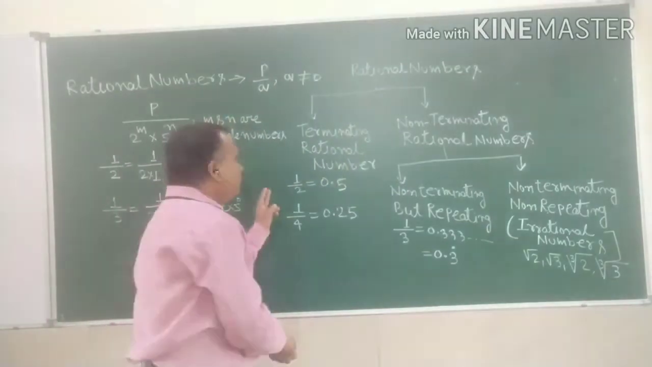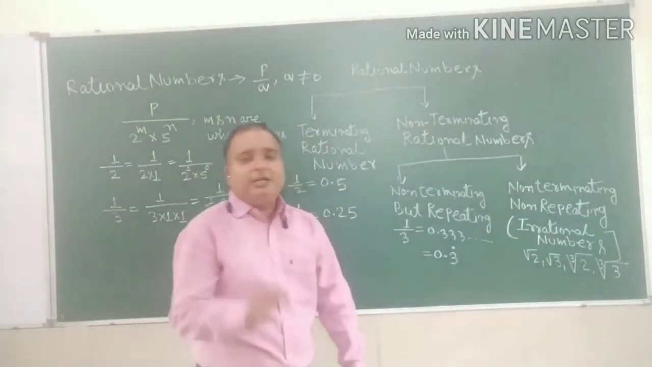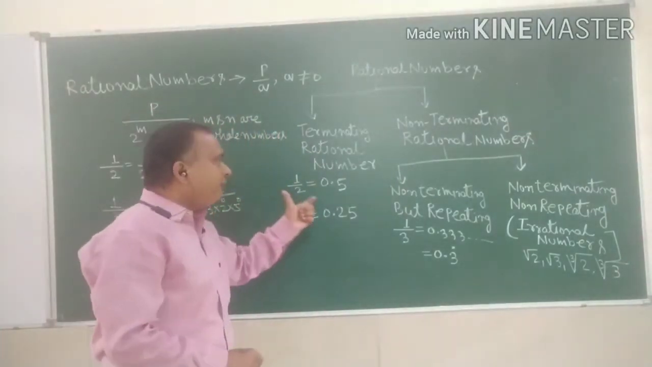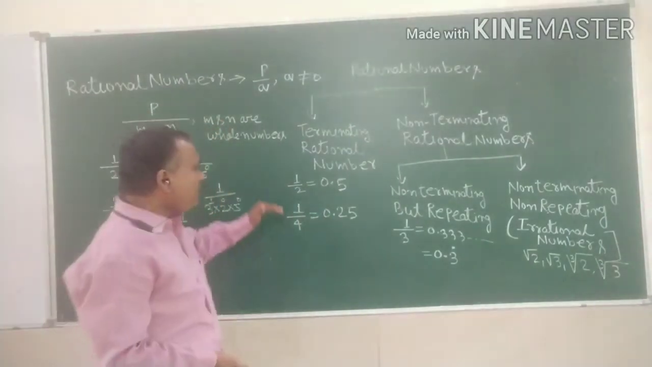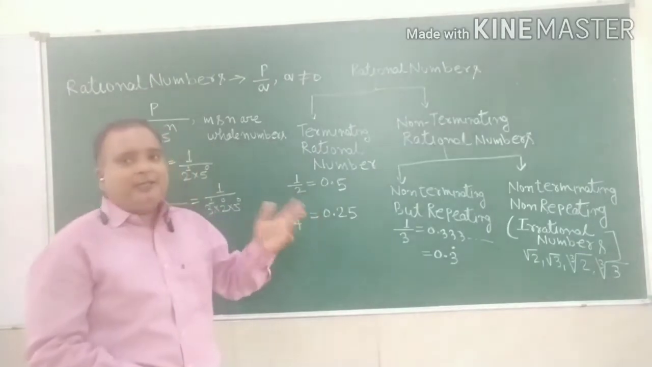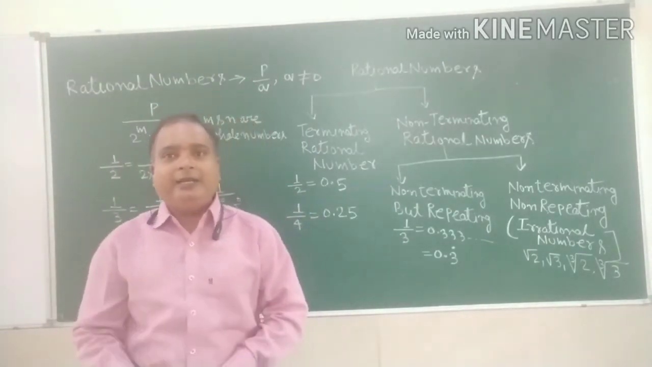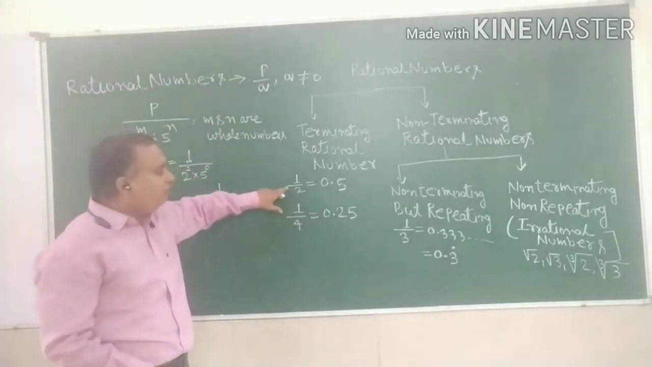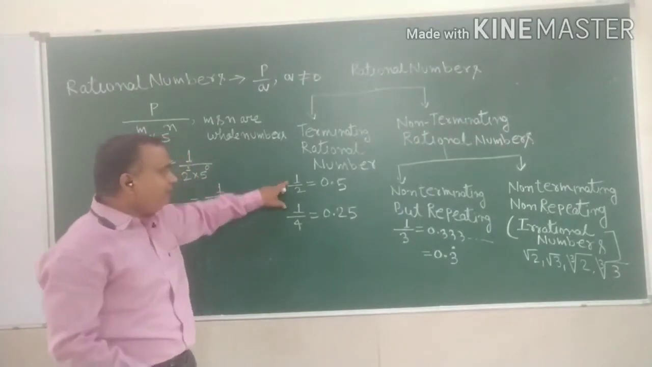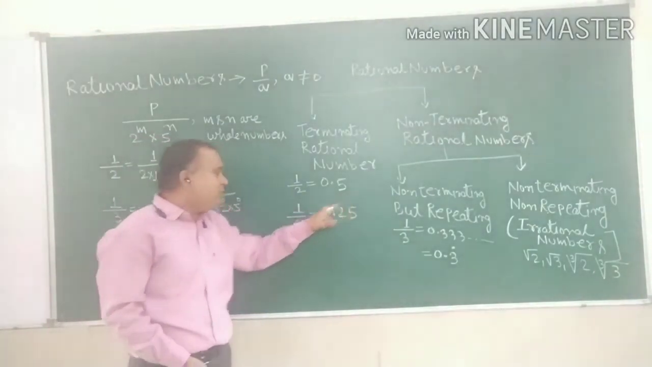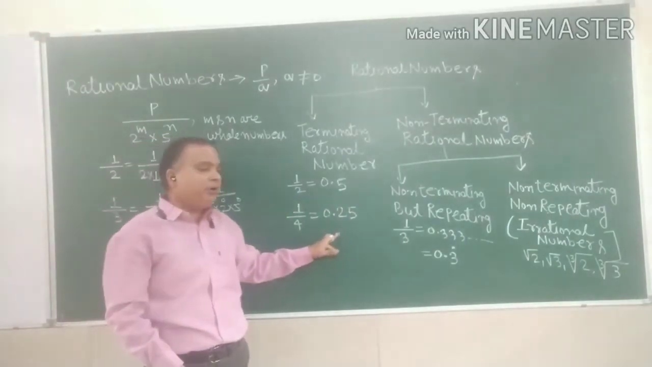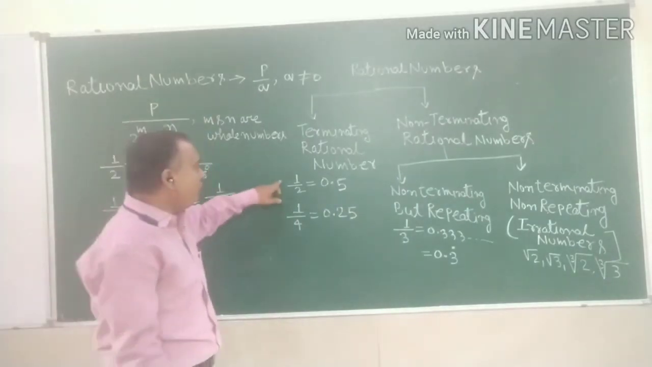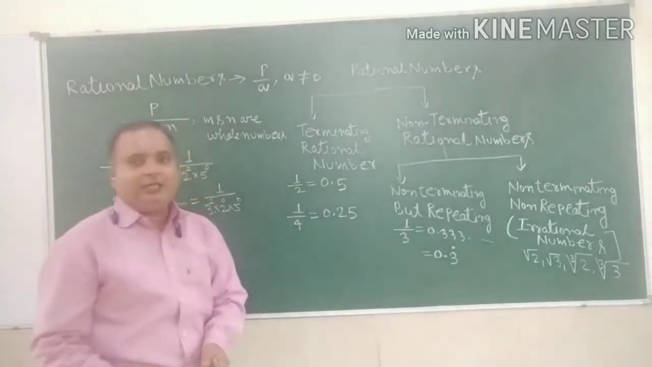Now next, there are two types of rational numbers: terminating rational numbers and non-terminating rational numbers. Now, what is the meaning of terminating rational number? It means if we divide the numerator by the denominator and I get the remainder 0, that is called a terminating rational number. For example, I write 1 upon 2. When I divide 1 by 2, I get 0.5. When I divide 1 by 4, I get 0.25. It means in both cases, the remainder will be 0. So we can say 1 upon 2 and 1 upon 4 are terminating rational numbers.